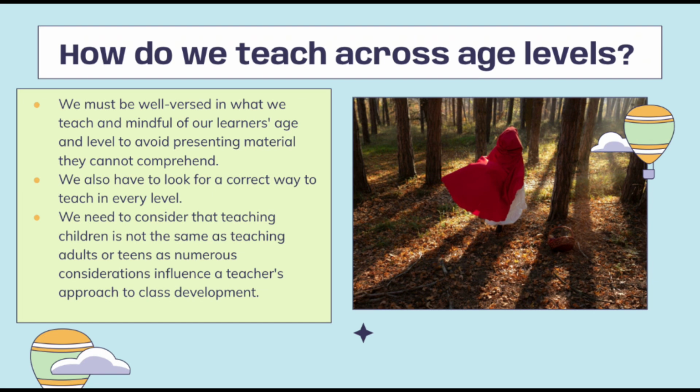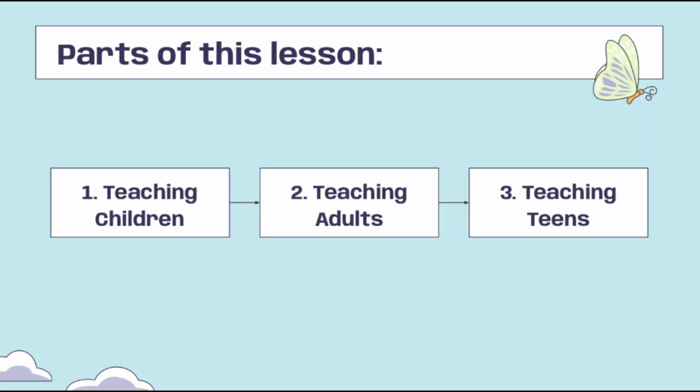We as teachers have to look for a correct way to teach at every level, such as primary level, high school level, or even college level. We need to consider that teaching children is not the same as teaching adults or teens. So for this lesson, we have three parts. First one is teaching children, the second one is teaching adults, and the third one is teaching teens.